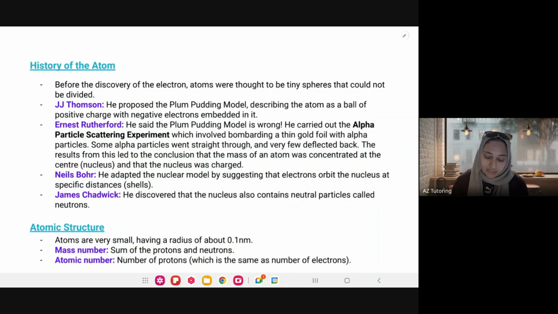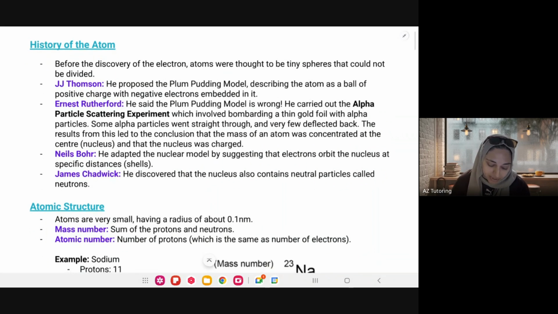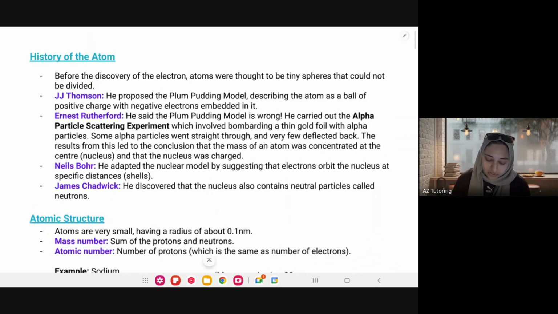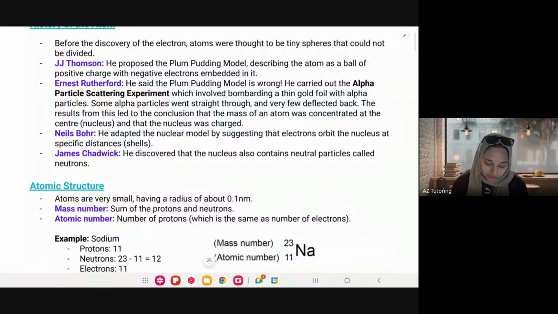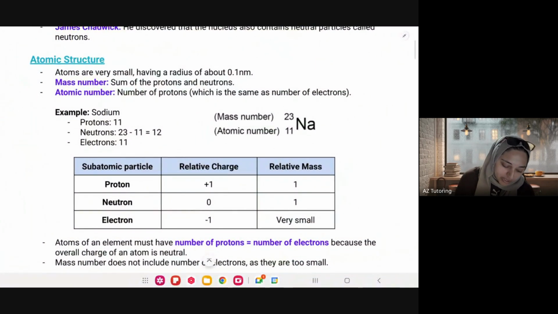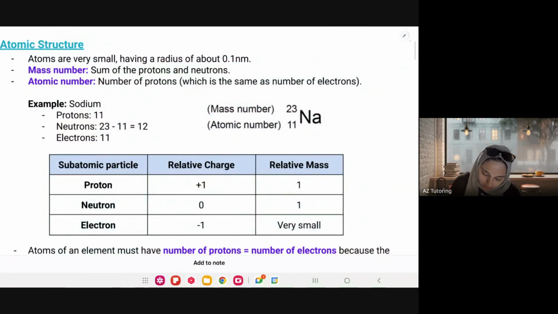Then Rutherford came along and he did the alpha particle scattering experiment. And then Bohr came along. He then said that electrons are in shells away from each other. And then Chadwick finally came along and said about the neutrons. So neutrons are the last thing to be discovered. So definitely do go over the history of the atom. Make sure you're aware of all the relative charges and the relative mass. They might ask you a question of, well, why is so? Let me see if I can write on this.